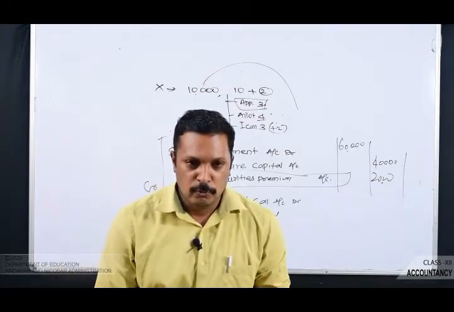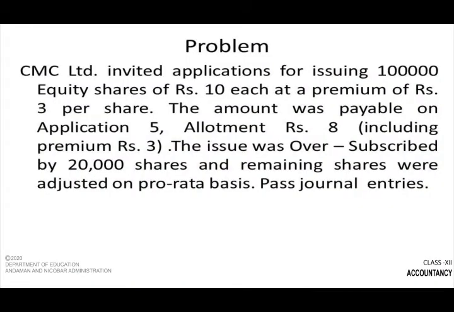Let's solve one more problem. The question is, CMC Limited invited applications for issuing 1 lakh equity shares of rupees 10 each at a premium of rupees 3 per share. The amount was payable on application rupees 5, allotment rupees 8, including premium rupees 3. The issue was oversubscribed by 20,000 shares. The remaining shares were adjusted on pro rata basis.